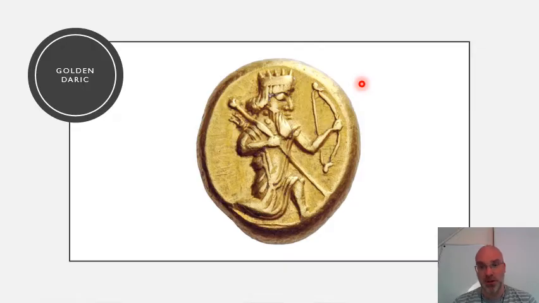Now, obviously, the way the Persians interpret the bow is different to the way the Greeks interpret the bow, but both agree that the bow is a symbol of royalty. The Greeks argue it's a symbol of weakness, and the Persians argue it's a symbol of strength.